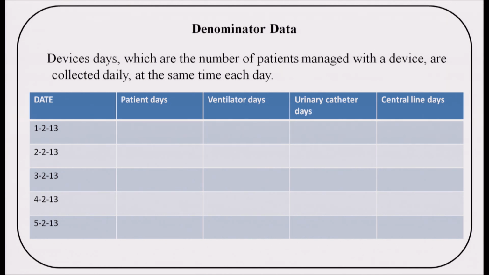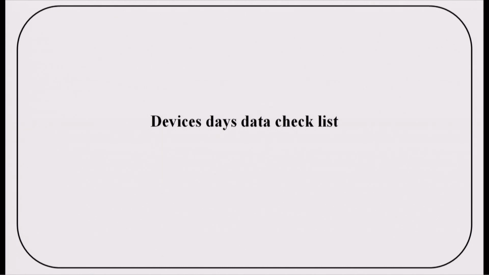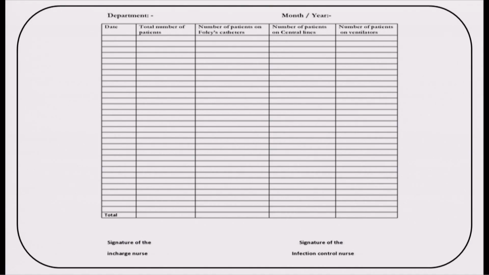If you see the next slide, the device days checklist, everything should be documented and it has to be reproduced at the time of your analysis. Suppose you do not document and discuss only verbally, then when you make a report and do the analysis, there are many chances that you may end up with wrong information. So, this is again the data sheet where the total number of patients on Foley's catheters, number of patients on central lines, number of patients on ventilators, and all these details will be given.